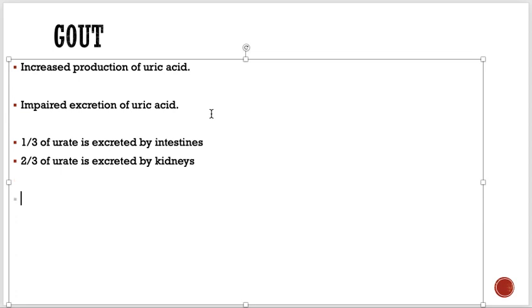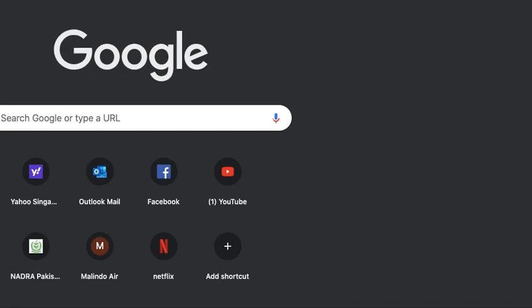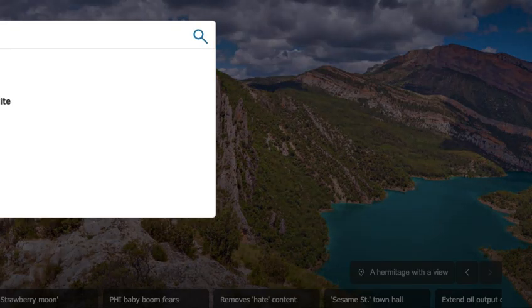So the total body has around 1000 milligrams of urate. Now, the uric acid which we get from the diet in the form of purines, we take purines in our diet which form uric acid. And uric acid can also be made inside the body by xanthine oxidase. To show you, maybe we can find something good on Bing, just to show you how this works.